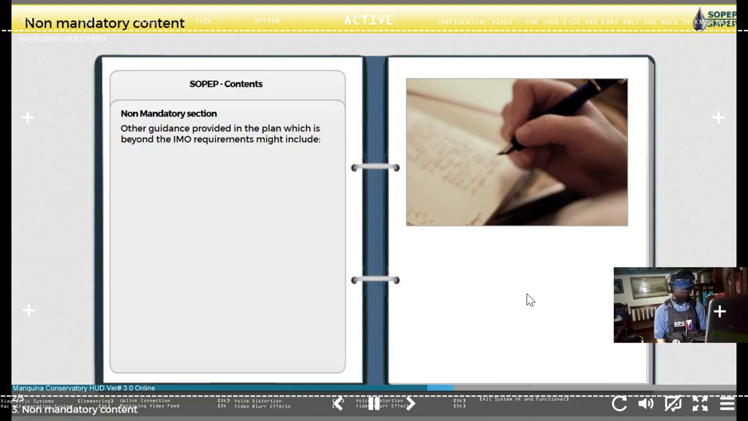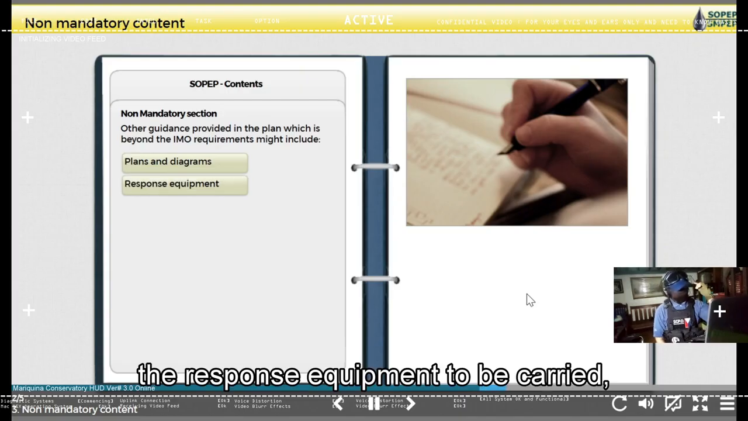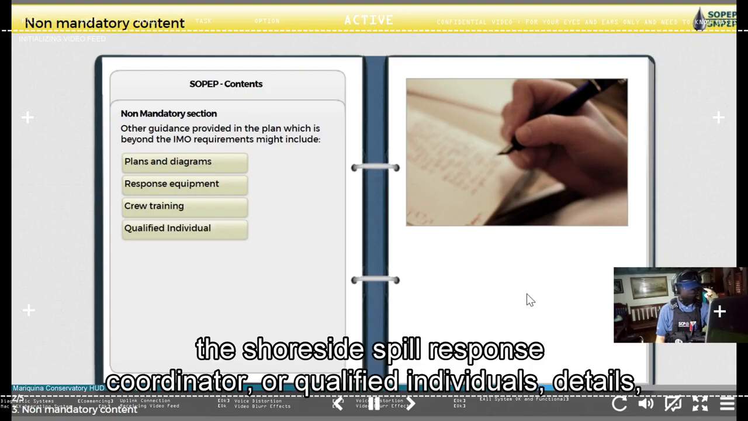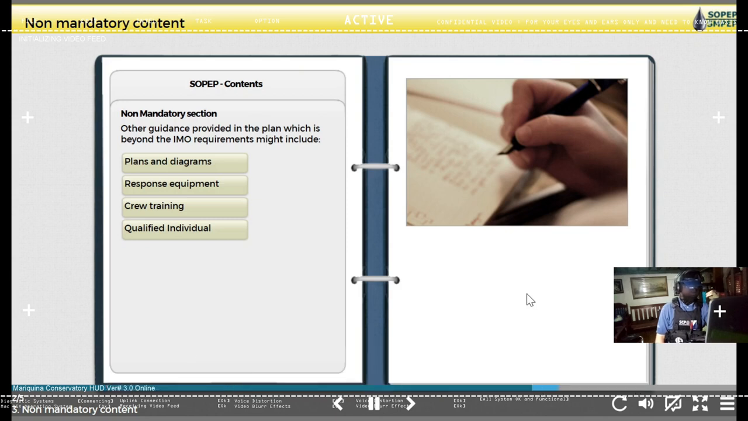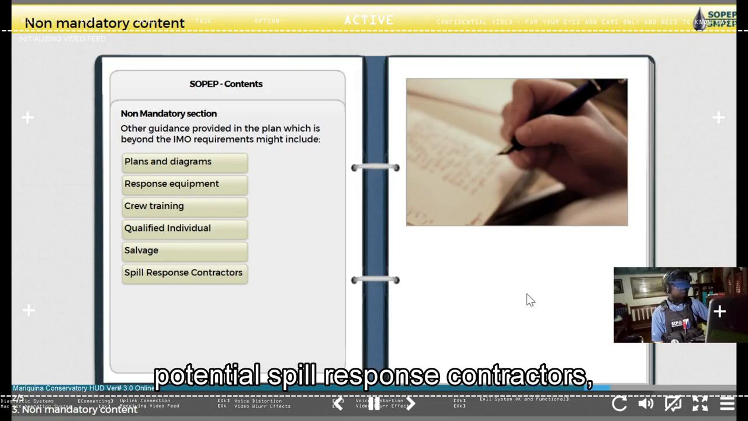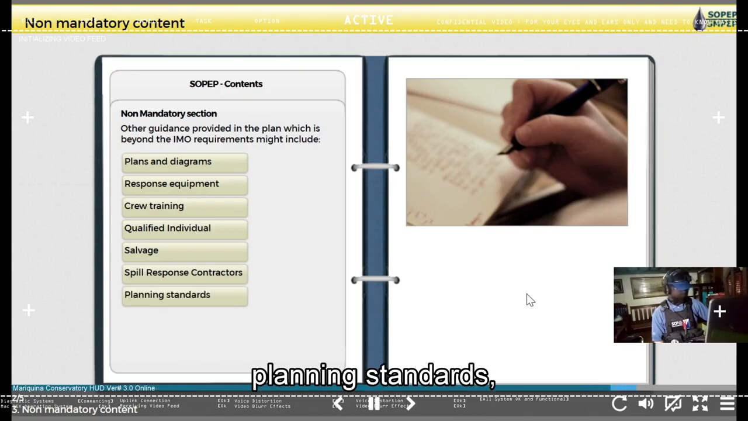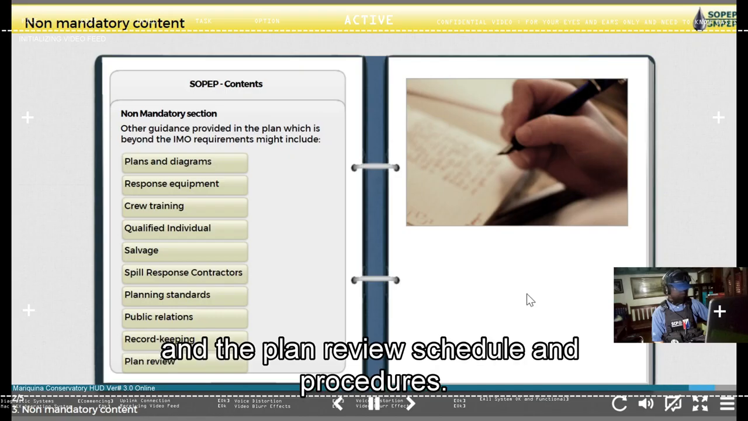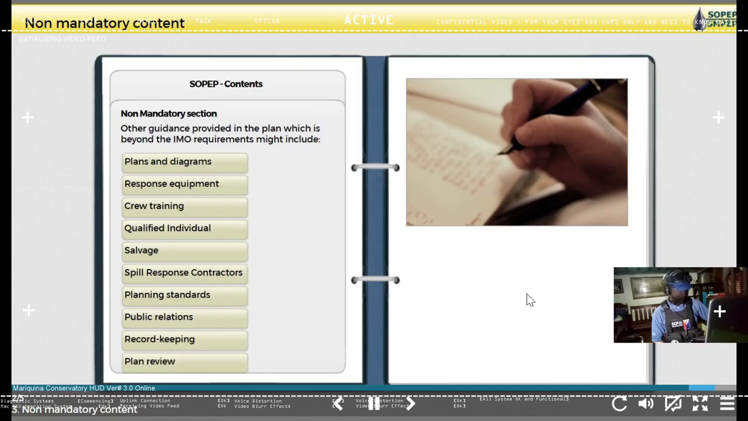This might include plans and diagrams, the response equipment to be carried, plan testing and crew training, the shoreside spill response coordinator or qualified individuals details, salvage arrangements, and potential spill response contractors, planning standards, public relations, record-keeping requirements, and the plan review schedule and procedures. Click on the buttons to learn more about these.